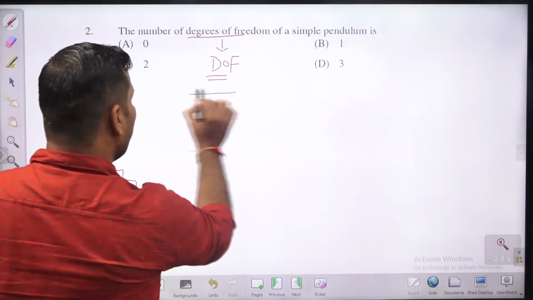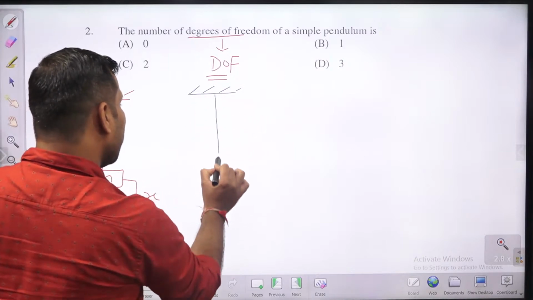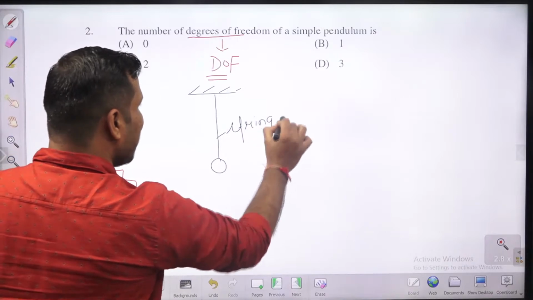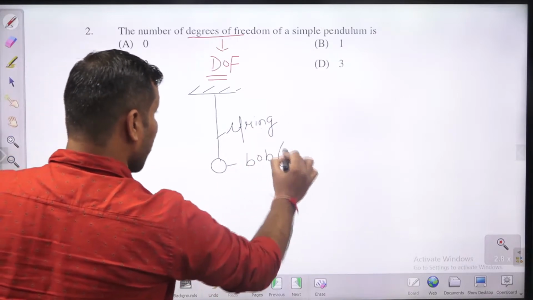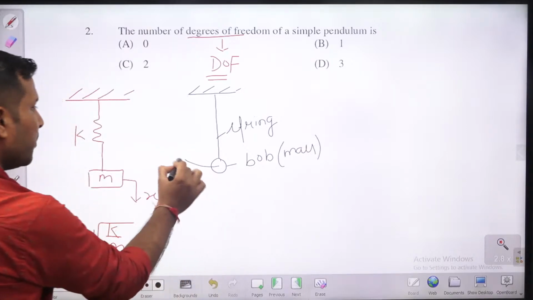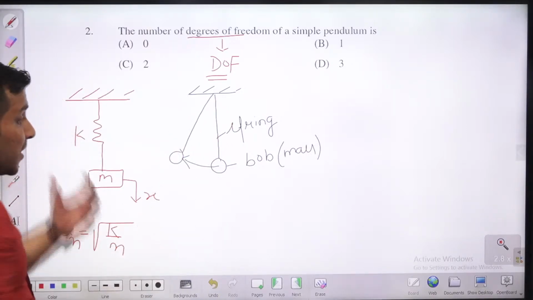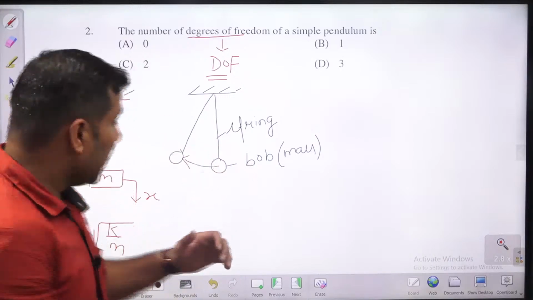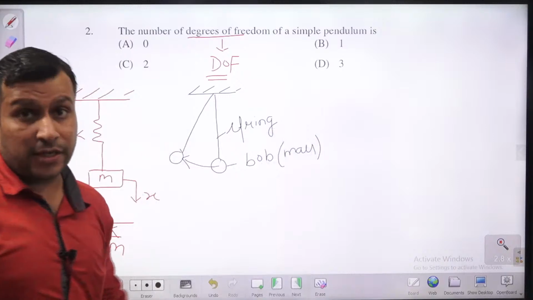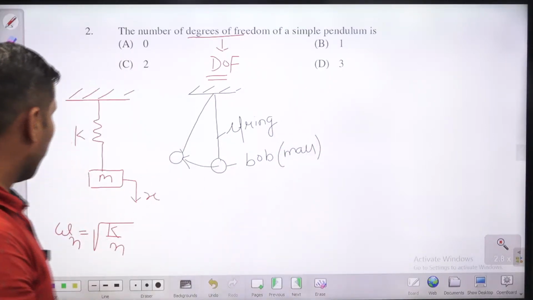Similarly, if you have a pendulum system, what do you mean by pendulum? In a pendulum, you will have some string. This is a string, and this is the mass attached, which is known as the bob mass. If you move it here, it will store some potential energy. Potential energy will convert into kinetic, and you will have an oscillation or to and fro motion. So that is also a kind of vibration.